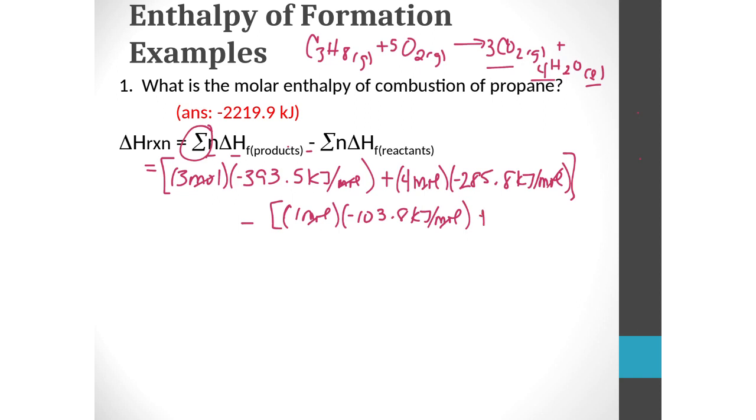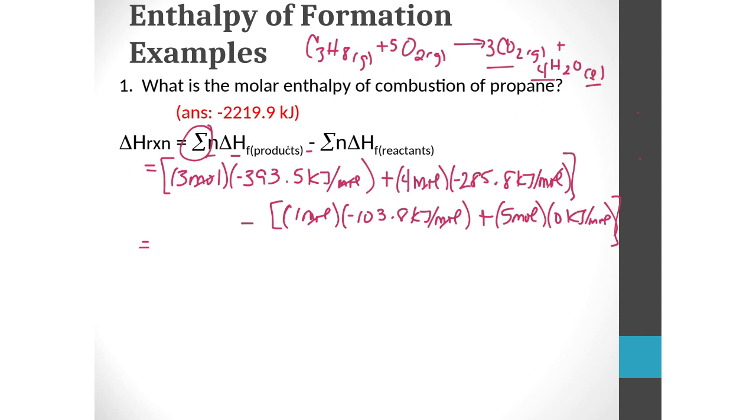And then I'm adding on my other reactant. So I have 5 moles of oxygen. And you can go and look up the molar enthalpy of formation for oxygen, but you will not find it because it is an element and it's in its natural state. So its enthalpy of formation is 0 kilojoules per mole. Okay, so now the math is easy, but just keep track of all your negatives and your positives.